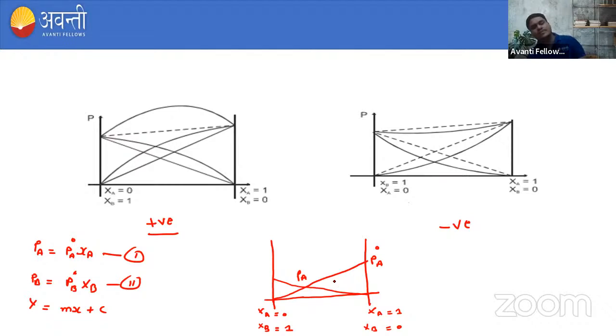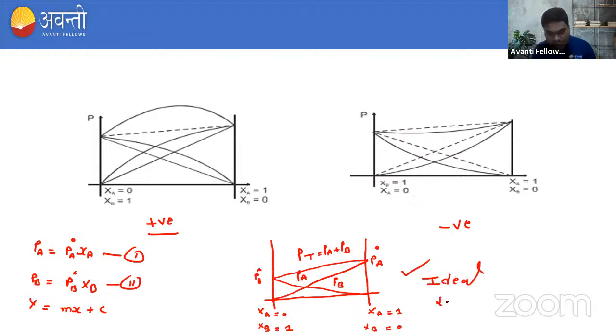So this is for PB. Here again, this value is not at P not B. Now, if you mix these two points, you will get the PT. So this PT is equal to PA plus PB. That is the total pressure. So this curve is for the ideal solution.